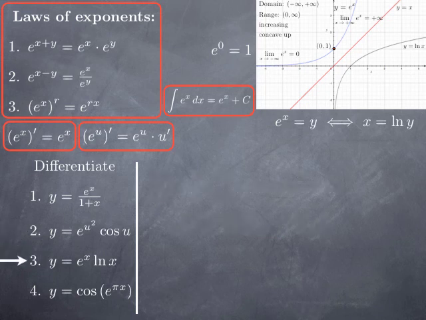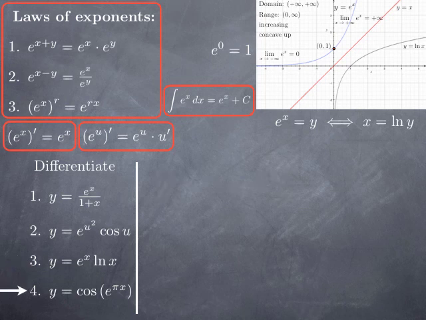In the third case, we have again a product of e to the x with ln of x. So we're going to use again the product rule. Derivative of the first factor is e to the x. I multiply by the second factor unchanged, so I get e to the x times ln of x. And then I add first factor unchanged, e to the x, multiplied by derivative of the second factor, derivative of ln of x is 1 over x. So I get e to the x multiplied by ln of x plus 1 over x.